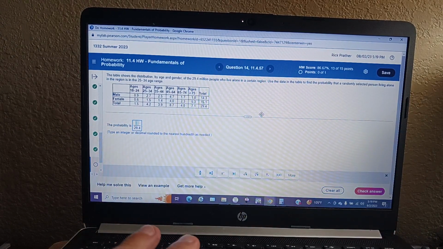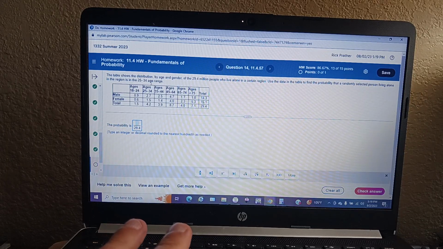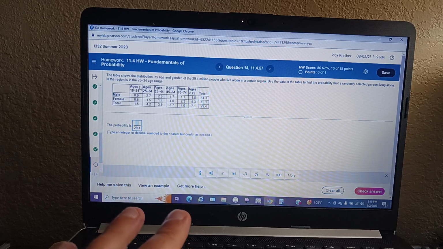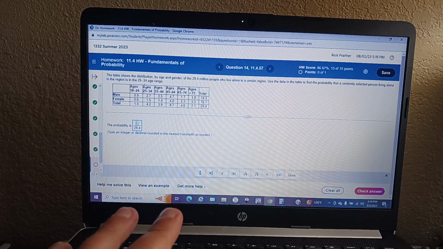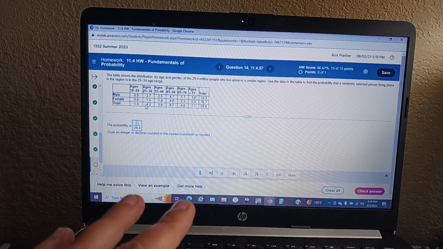Now I check what they want me to find. Find the probability somebody living alone is in the 25 to 34 age range. So 25 to 34, that's up here at the top of the chart. Now the gender doesn't matter, and I'm going straight to the end of that column, 4.2.